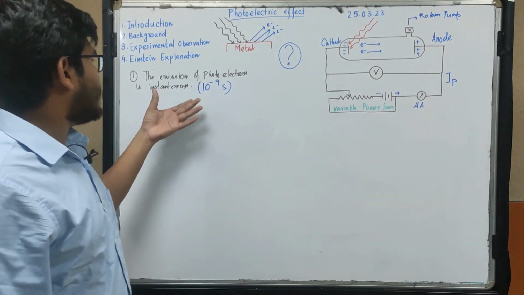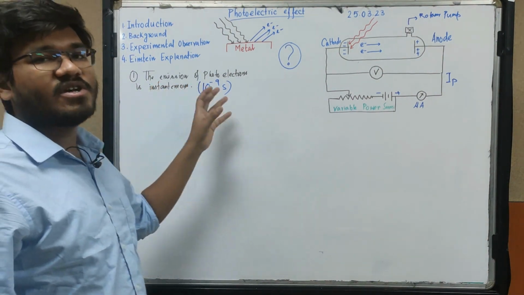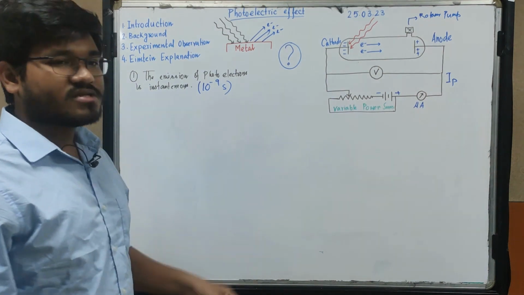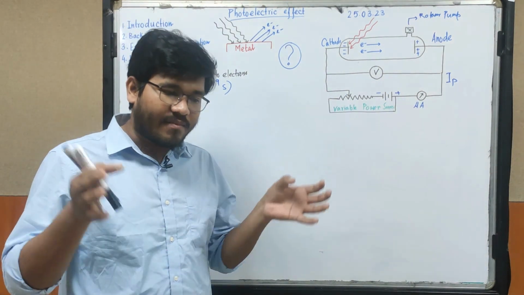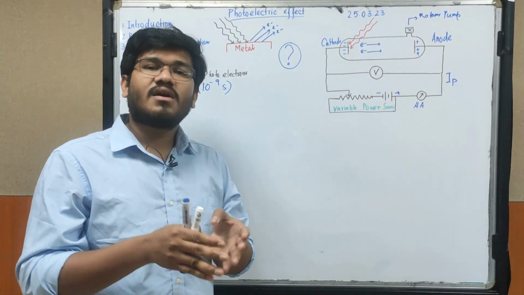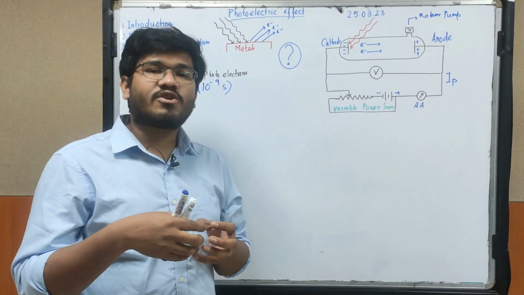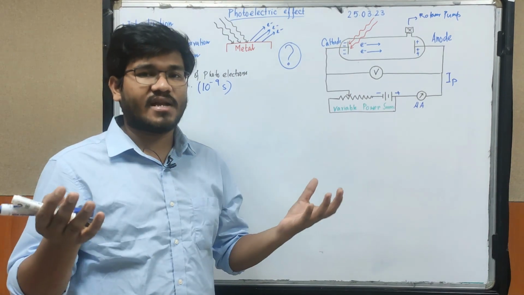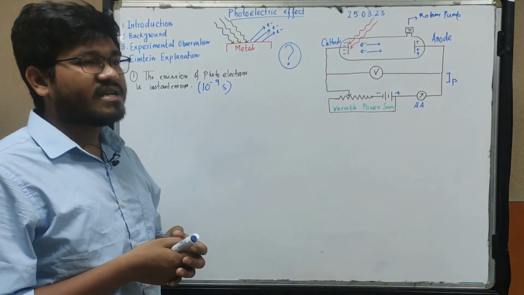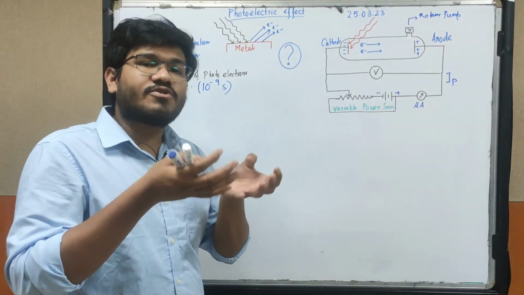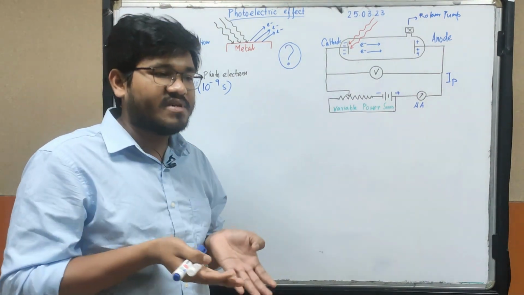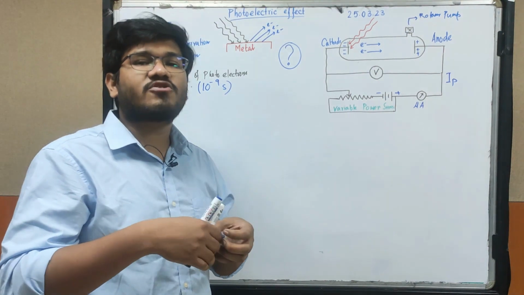So this is one point which the wave theory cannot really explain, because in wave theory it was believed that whenever light is falling on a material, it will distribute the energy in a continuous fashion throughout the material. So the electrons in the material will absorb the energy and it will take some time to reach sufficient energy, and only then will electrons be ejected out.